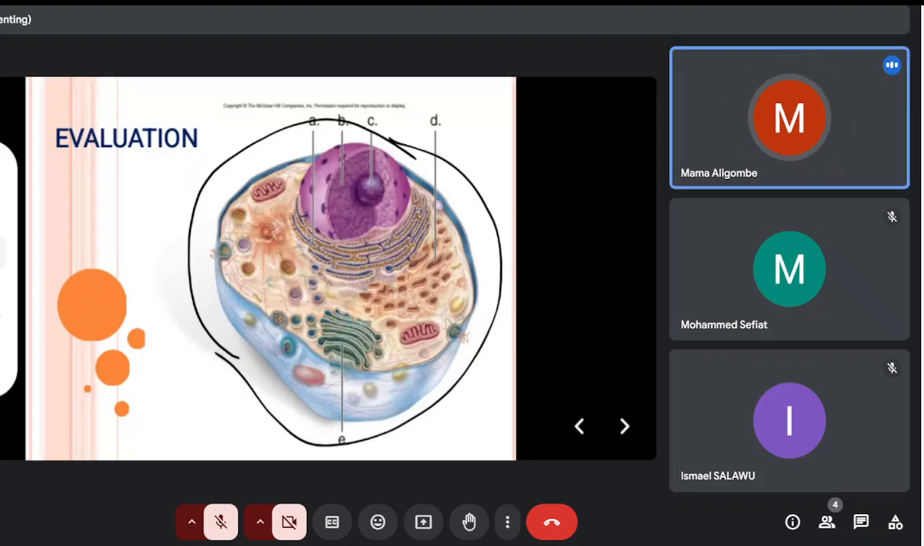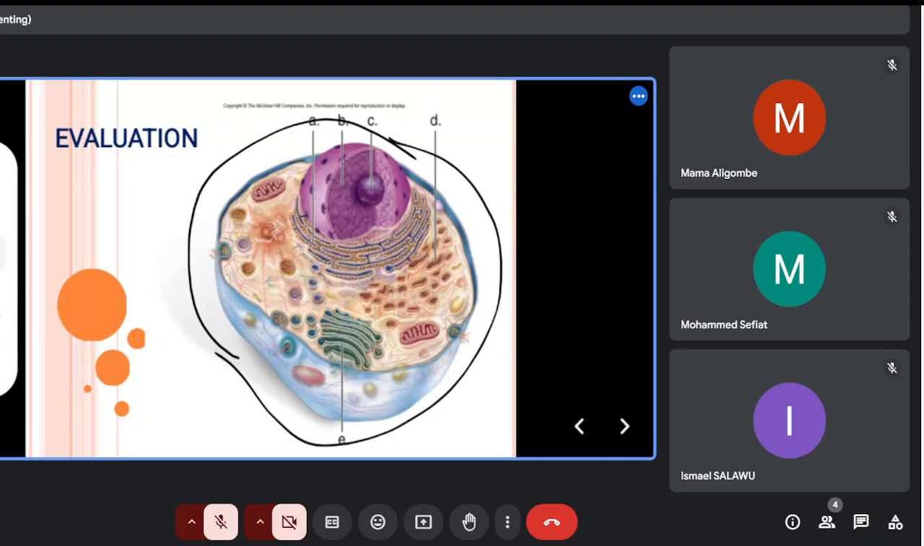A plant cell. Yeah, that is a cell, but not a plant cell. That is an animal cell. Okay, now that we've identified the structure, we are going to look at the labeled parts.